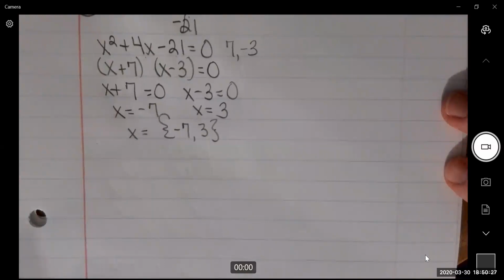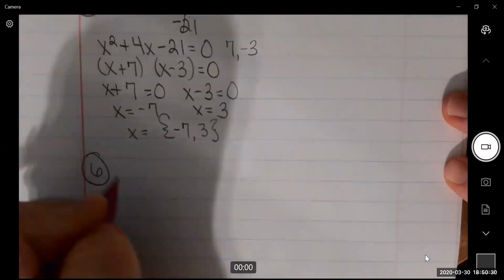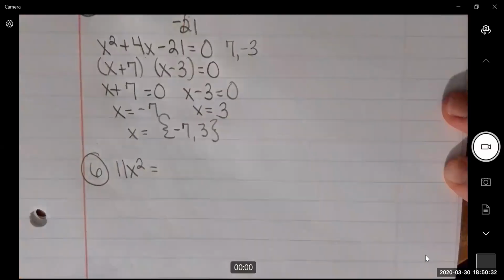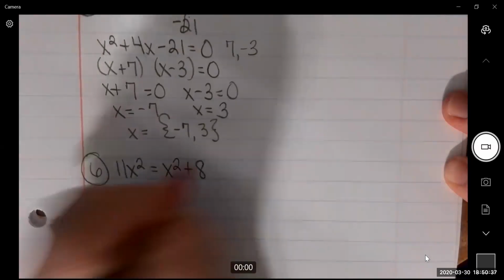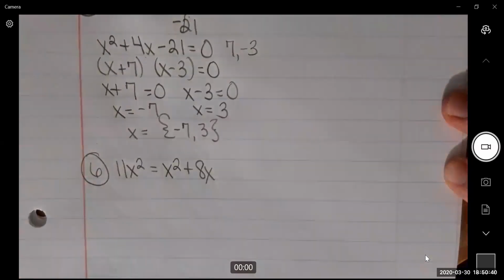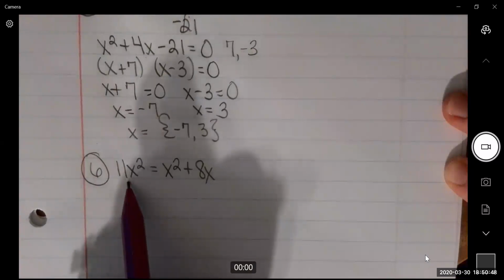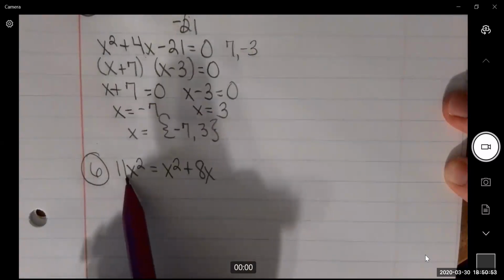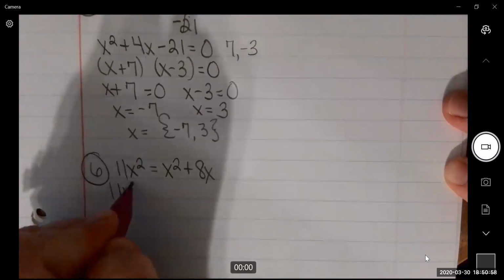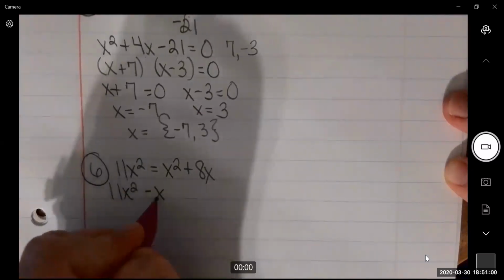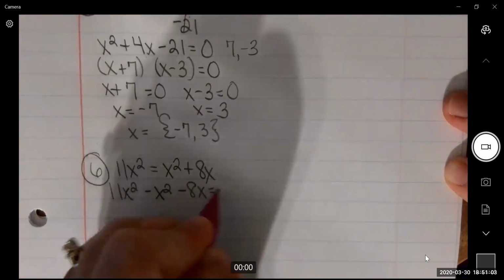What if we have 11x squared equals x squared plus 8x? Right, so we're going to start with subtracting this 11x. Actually, let's move this over here. So we have 11x squared minus x squared minus 8x equals 0.